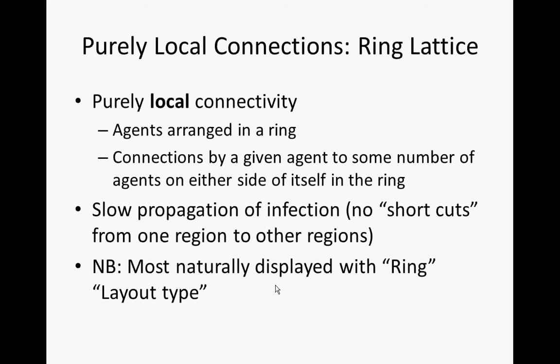Now this is most naturally displayed with the ring layout type, but it doesn't have to be. You could have a ring lattice in a grid, for example, in AnyLogic. There's nothing incompatible with that. It's easy to just visualize if things are laid out in a ring themselves. In other words, if the agents are themselves laid out spatially in a ring, you could see much more easily what's going on in a ring lattice, because you could see the neighbors topologically or neighbors geometrically as well. Does that make sense?